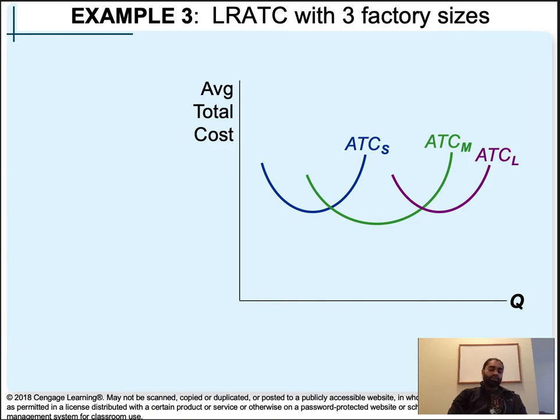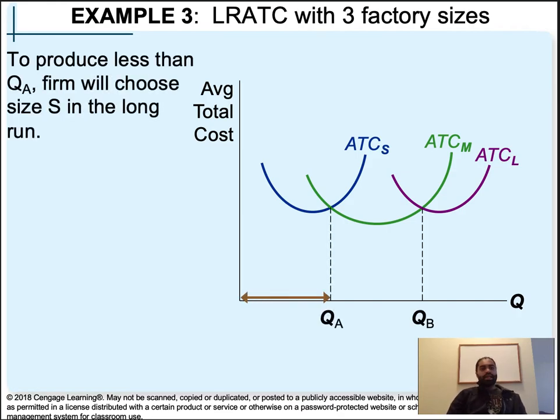So in the long run, these firms can change. If you're a small firm, you could change to a large firm in the long run. If you're a medium firm in the short run and you want to downsize, you could shift to a smaller factory. So these are all applicable in terms of your total cost.